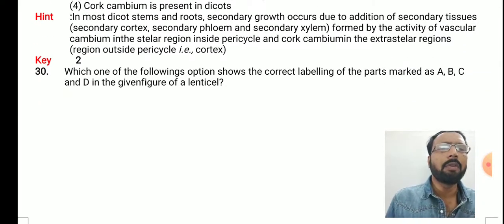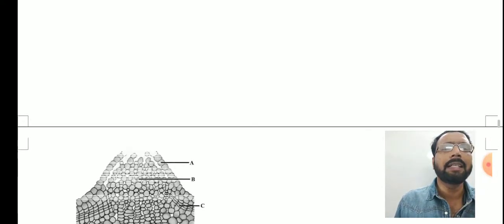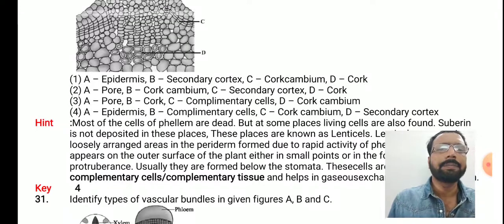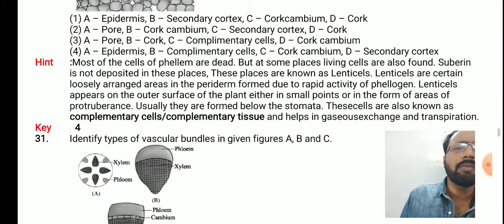Next, which one of the following shows correct labeling of the parts marked A, B, C and D in the given figure of lenticels? Look at that. A is the epidermis, B is the complementary cells, C is the cork cambium, and D is the secondary cortex. Yes, the fourth option is correct.